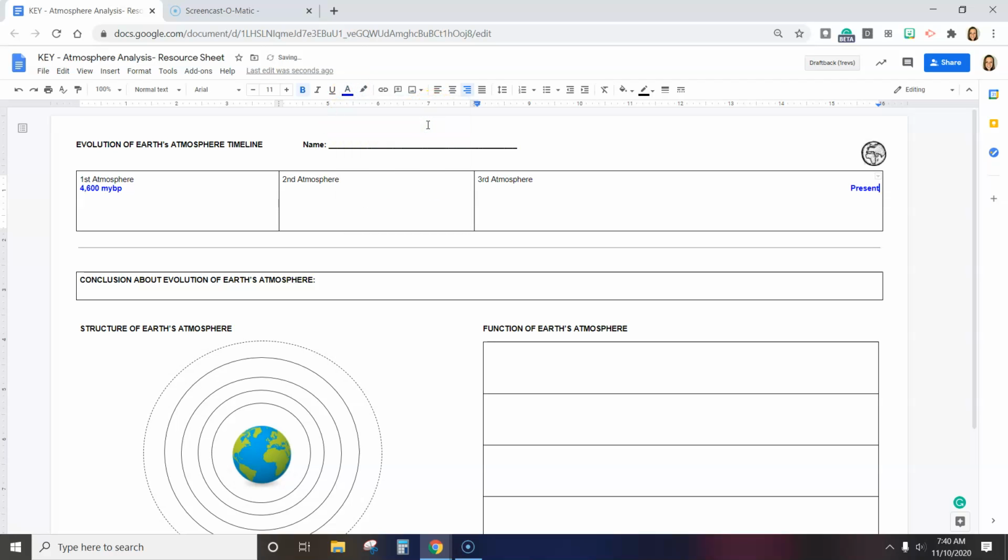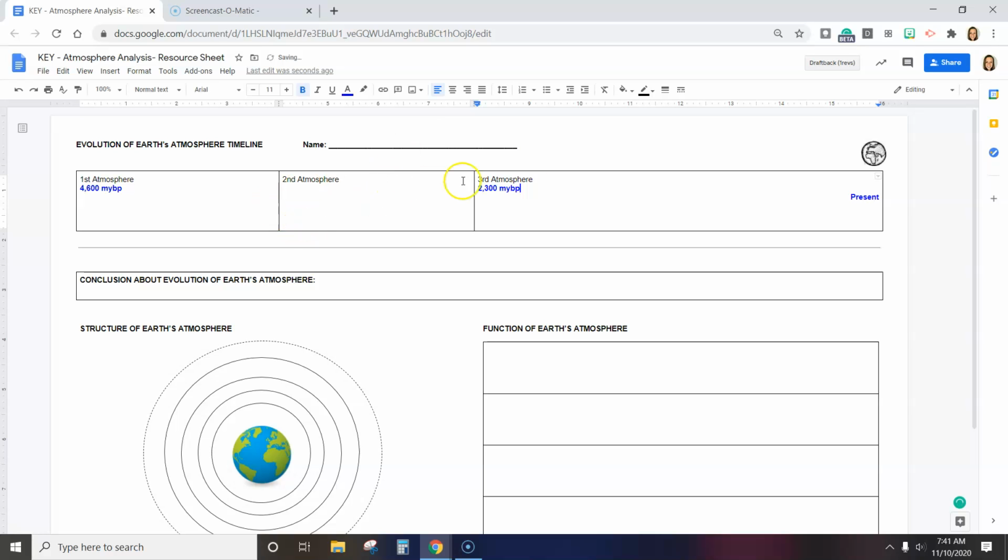And we started off this school year making a timeline of Earth's history. And if we think about it, if this is 4,600 MYBP, right in the middle here actually represents the halfway point. And in this case, the halfway point is going to be 4,600 divided by 2, 2,300 MYBP, okay?